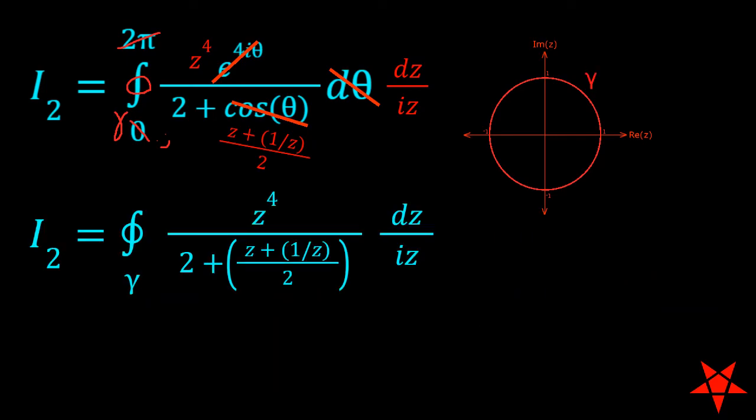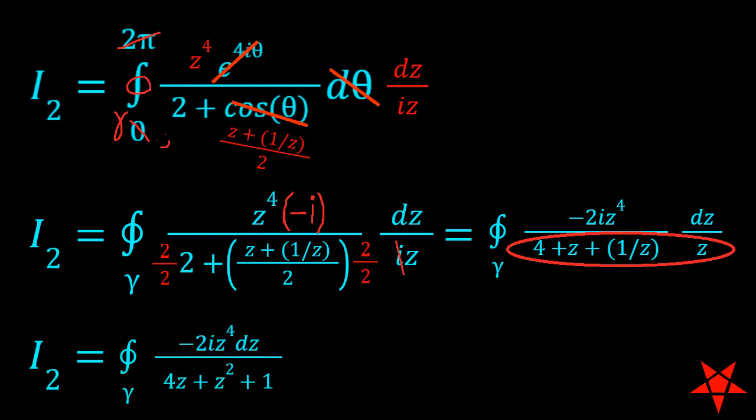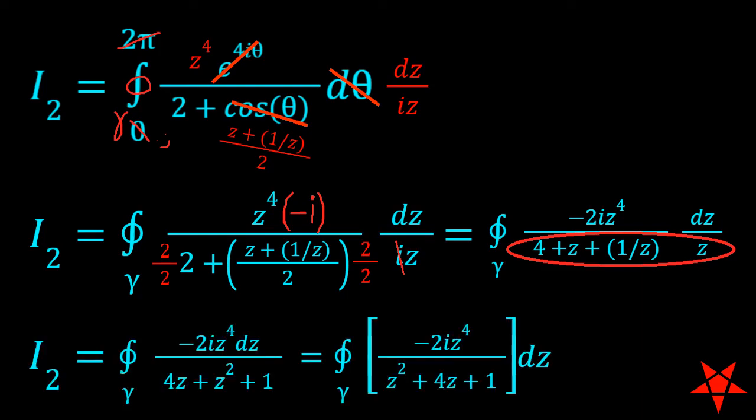The factor of i in the denominator becomes negative i in the numerator, and we factor out a 2 from the denominator, which gives us minus 2i z to the 4th in the numerator. Combining z in the denominator with 4 plus z plus 1 over z leaves us with a second-order polynomial in the denominator to tell us where the singularities are in the complex plane.